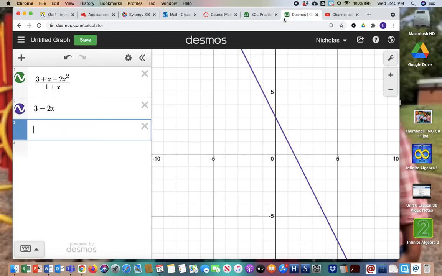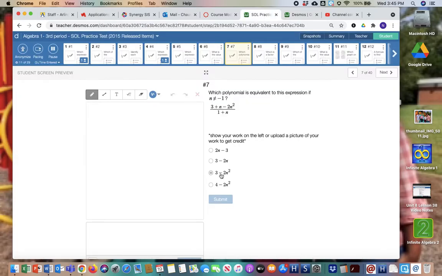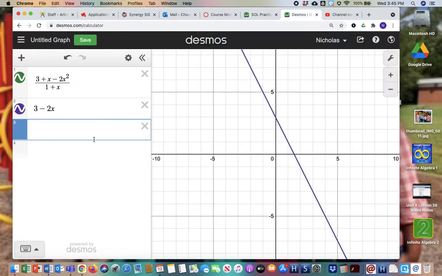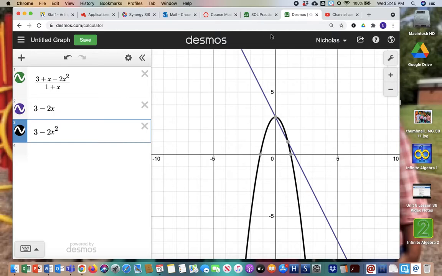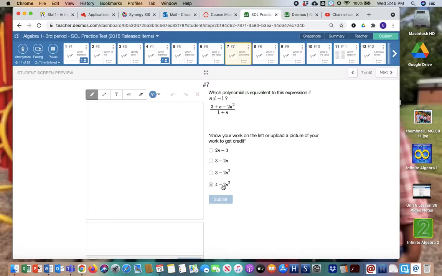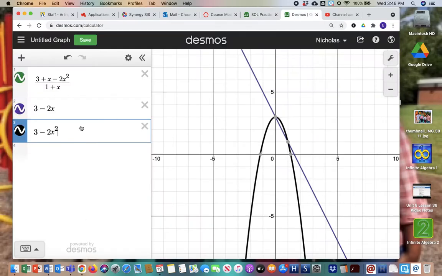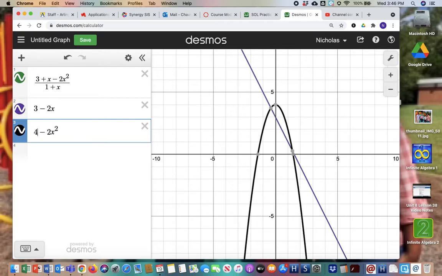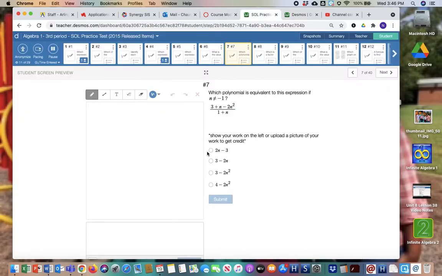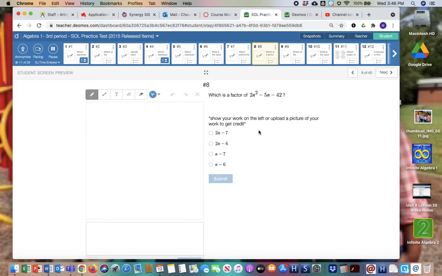Now let's try the other ones just to make sure. 3 minus 2n squared, again, we're going to use x, so 3 minus 2x squared, nope, not the same thing. And then 4 minus 2n squared, again, we're going to use x. So neither of those are even close. Boom, there's the one. So then we would just pick that answer. Okay. All right, screen 8.